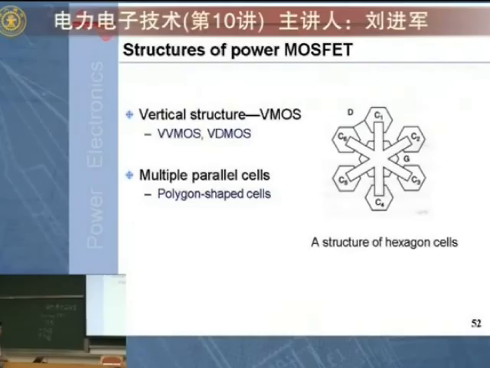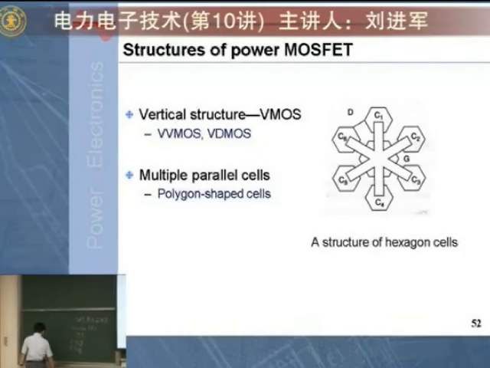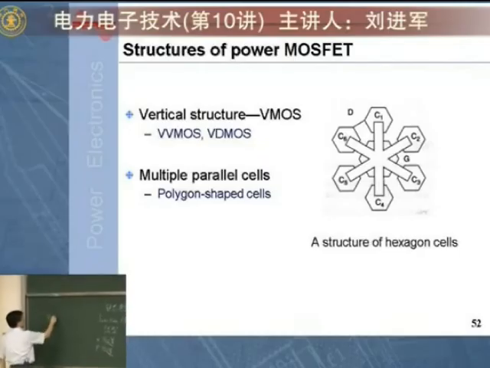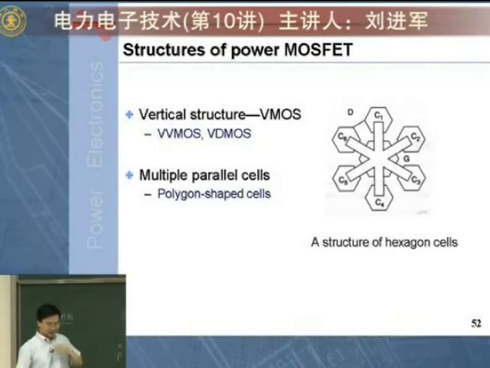This is also vertical structure, I mentioned, for other fully controllable devices. And this is a multiple parallel cell structure. This is always true, similar to GTO and GTR. And especially for MOSFET, this parallel multiple cell is usually designed with a polygon shape. Okay.